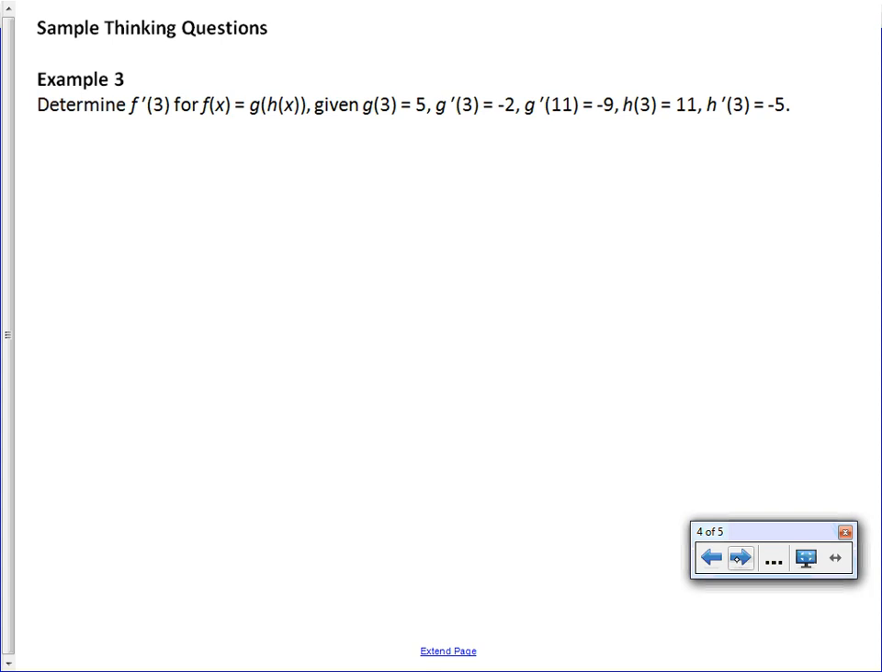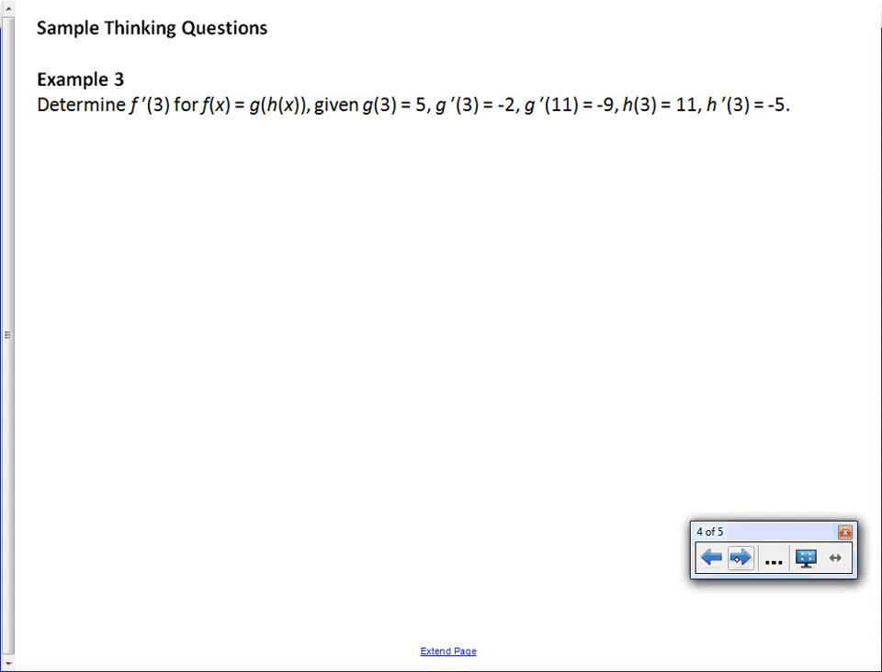It says, determine f prime at 3 for f at x equals g at h at x, given that g at 3 is 5, g prime at 3 is -2, g prime at 11 is -9, h at 3 equals 11, and h prime at 3 equals -5.